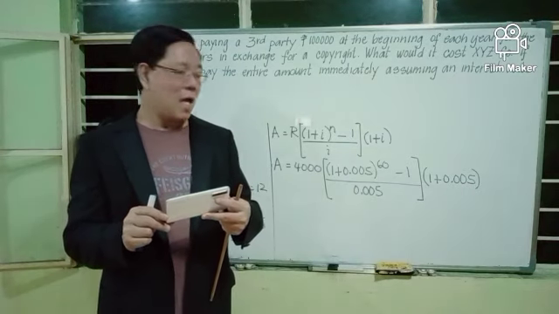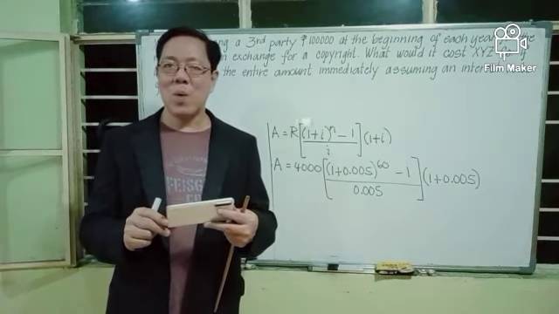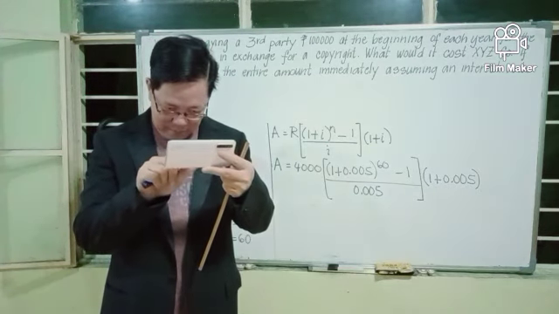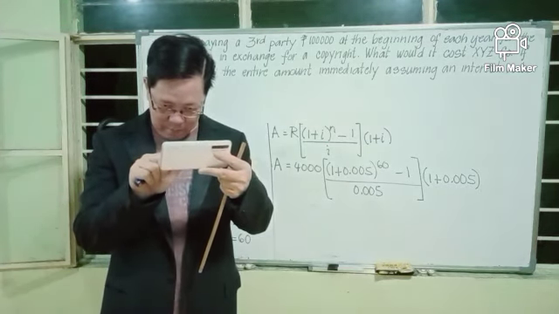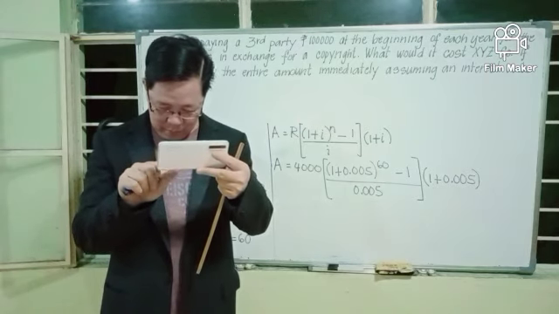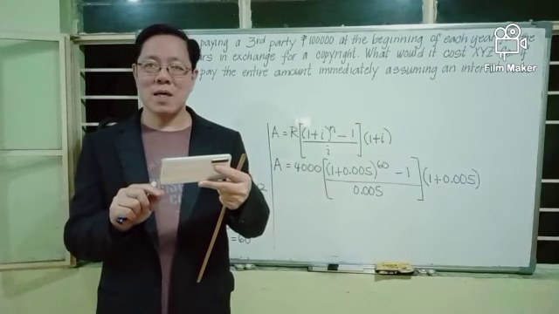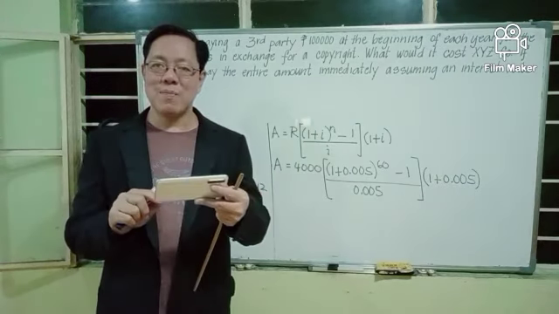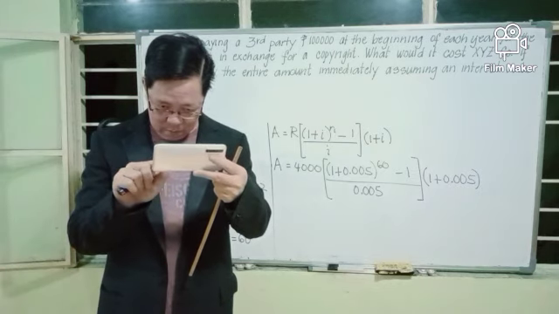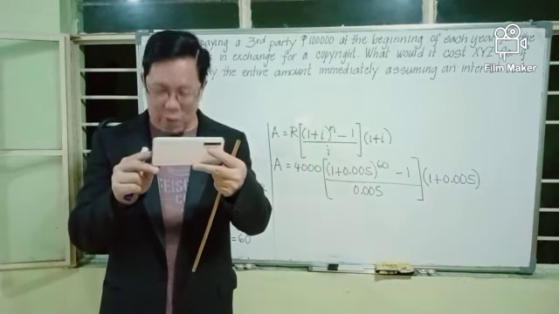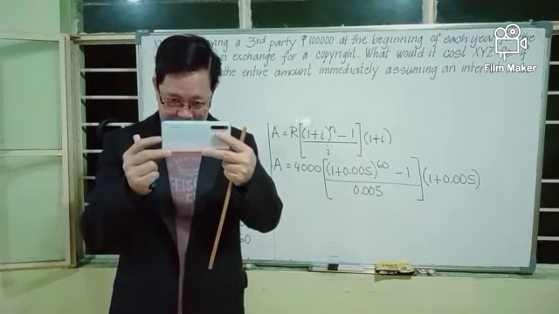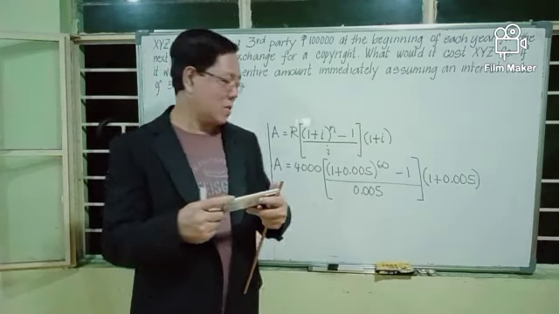69.77003050, and that answer in your calculator multiplied by 1.005 and multiply again by 4,000 pesos. And you should get 280,475.52 pesos.